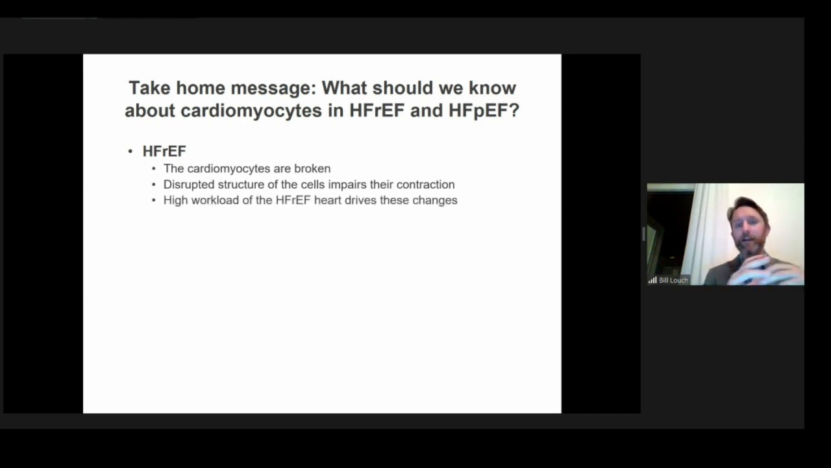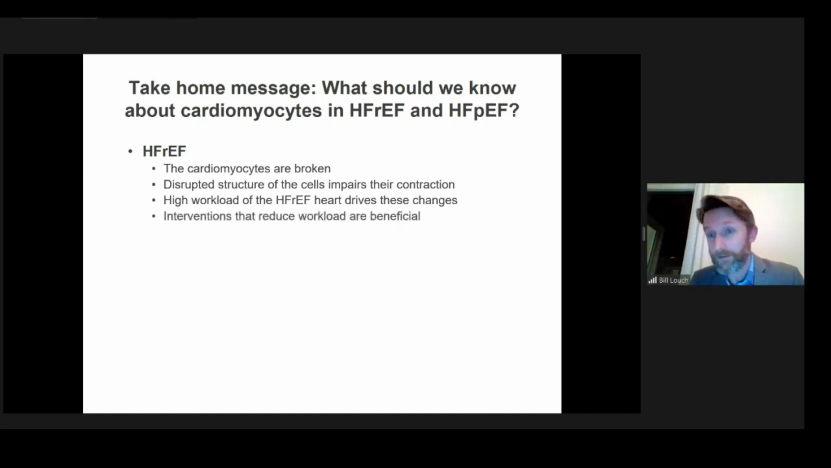We think that an important driver for this is the high workload that's placed on the heart during this condition. What we call the wall stress, there are different ways that it's manifest. This is important because we have lots of drugs that treat HFrEF already. And what do those drugs do? They reduce workload. So you have beta blockers, angiotensin receptor antagonists, ACE inhibitors, you have ventricular unloading devices. All of these things decrease the workload. We think this is part of the reason they work. They help protect or even repair the structure of the cells. Now, HFpEF is a very different animal.